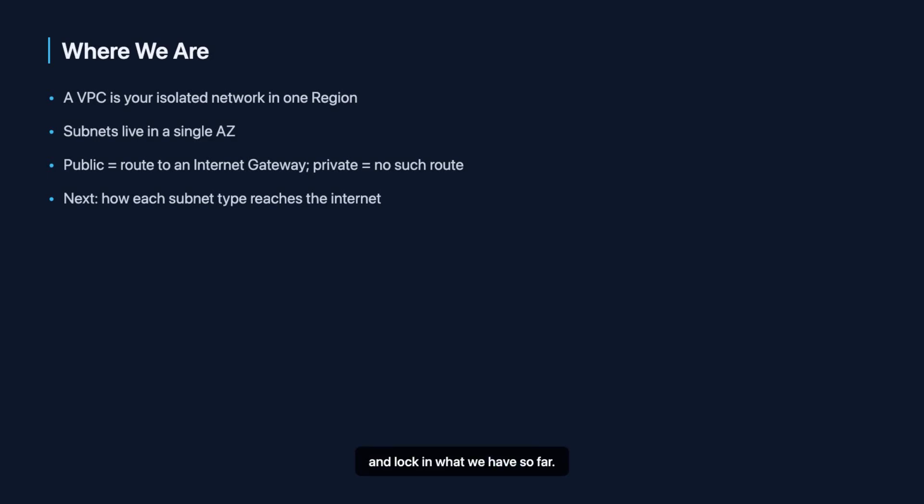Let's take a quick breath and lock in what we have so far. A VPC is your isolated network inside one region. Subnets are slices of it, each living in a single availability zone. A subnet is public if it has a route to an internet gateway, and private if it doesn't. Now the natural next question is, how does each type of subnet actually reach the internet? That's where the two gateways come in.